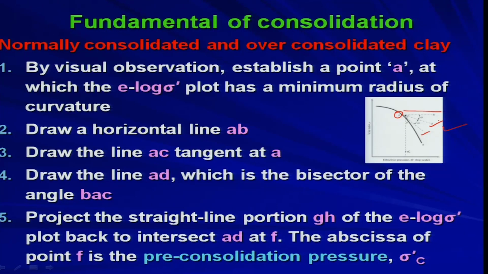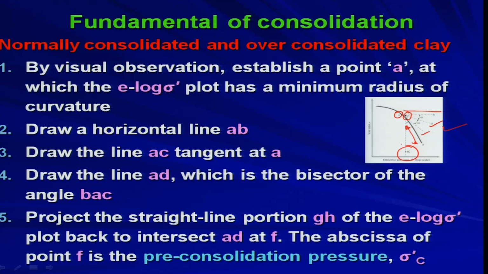Then project the straight line portion GH. This is your GH, the straight line portion of the e-log sigma prime plot. Project it back to intersect AD at F. The abscissa of point F is the pre-consolidation pressure sigma c prime. Understood? So, we have got the pre-consolidation pressure.